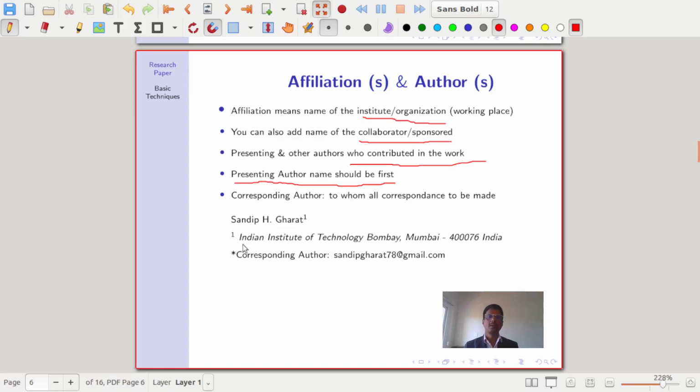If there is a single author, let's see an example: the name of the author, the affiliation IIT Bombay and the corresponding author. If there is more than one author, then you can write the name of each author. And if the author is from the same institute, you don't have to add the affiliation again. But if the second or third author is from another affiliation, you have to add that affiliation in the affiliation section.